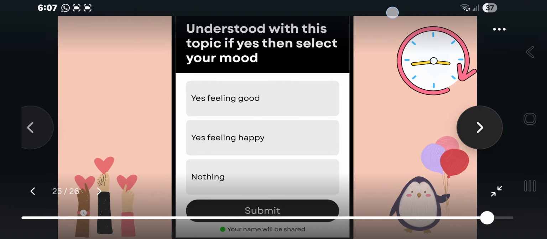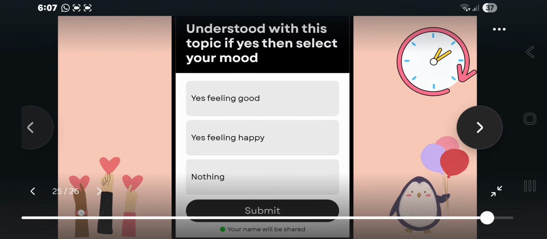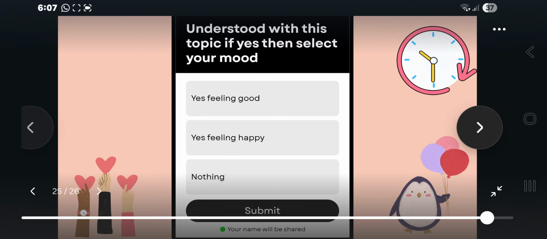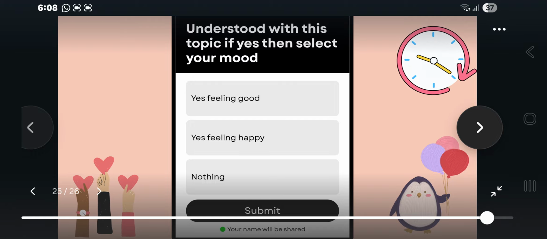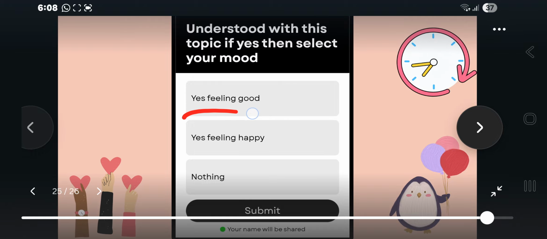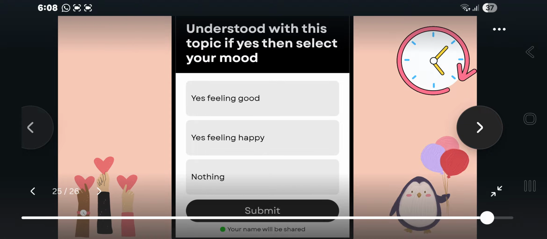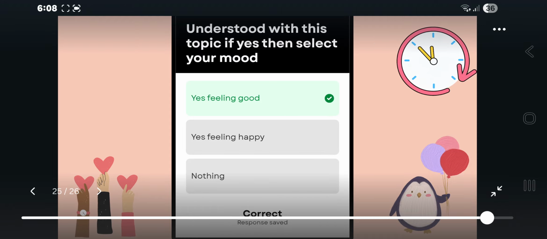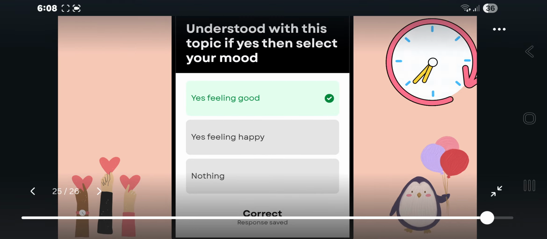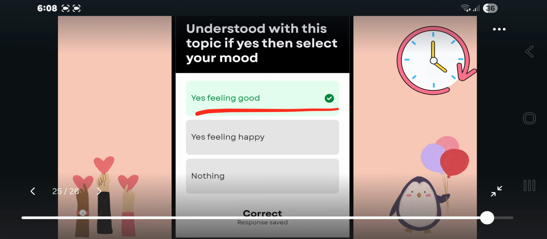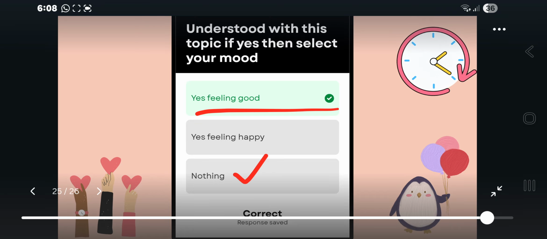I hope that the time has already been up. Now please, this is a refreshment for you all guys. You do answer it. Understood with this topic? If yes, then select your mood. Yes, feeling good. Yes, feeling happy. Nothing. Please tell me. Any answer can be correct. Yes, but the most commonly I choose is this. My choice is yes, feeling good. Okay, let's choose this one. So students, I have chosen this, by the way. And what about you? Okay, you can choose this. Nothing. Okay, let's move on, kids.